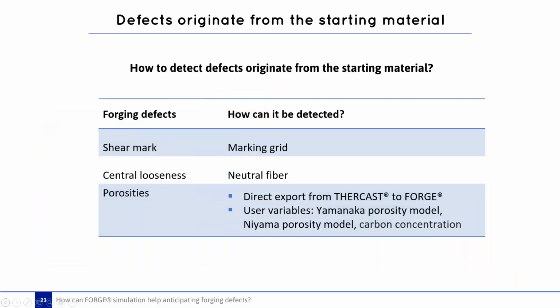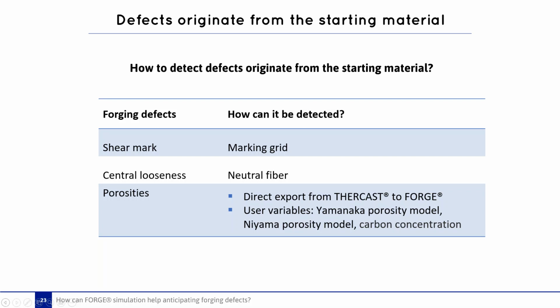Now let's make a recap on how to detect defects that originate from the starting material. The shear mark tracking can be done by using the marking grid. This is very useful to check if an improper shearing operation caused the appearance of high residual strain on the final part. Central looseness that leads to ruptures on parts during upsetting can be identified using the natural fiber.